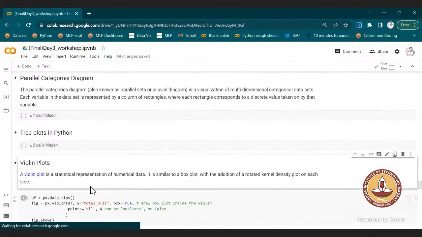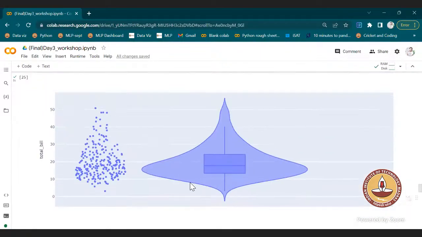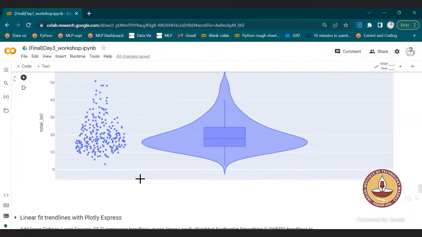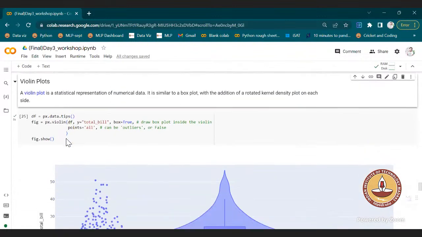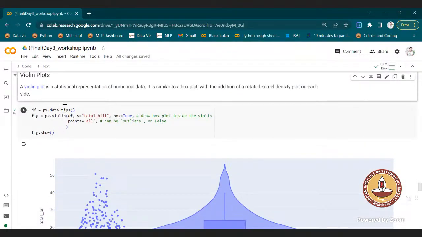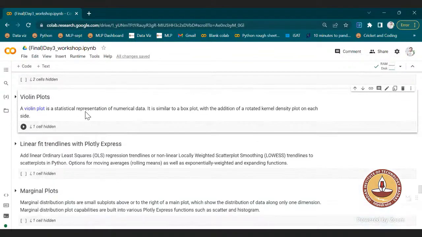Same thing, the violin plot. I think you would have already seen it. Anyone would like to say what this one is? We have seen violin plots in MLP. Anyone who has not seen violin plots? I'm not discussing these because they are basic plots. You may see them in any library; other libraries are equally good for these types of plots.